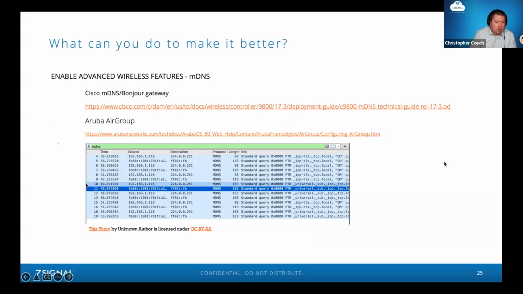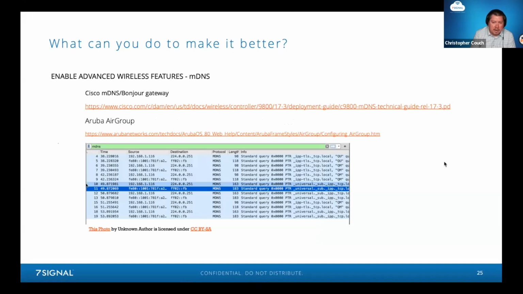One of the other things you want to look at to be able to fully utilize all the services with iOS is mDNS or Bonjour. So this is your Bonjour gateway with Cisco or Aruba AirGroups to be able to use Apple AirPlay or AirDrop, those types of applications, AirPrint. You can also pull this information out of a packet capture to validate that it's actually functioning.